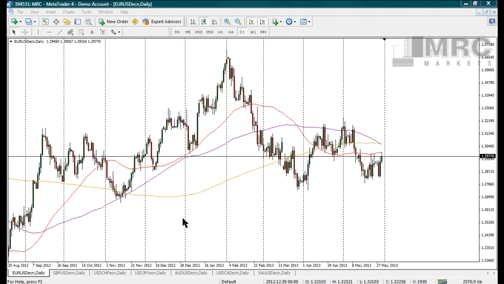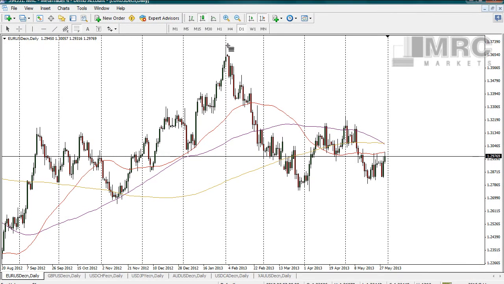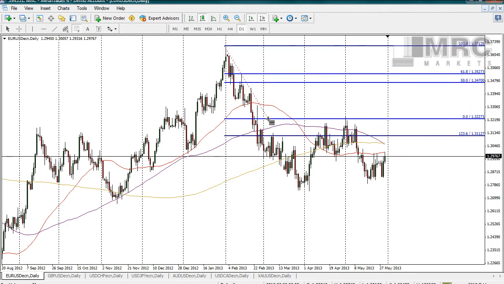Okay, and here's the euro dollar chart. This is the daily. What has been going on since the last video? To be honest, not a lot. It's been really choppy, as you can see on this daily chart. What we spoke about in the last video was these two fib setups that were still in play.